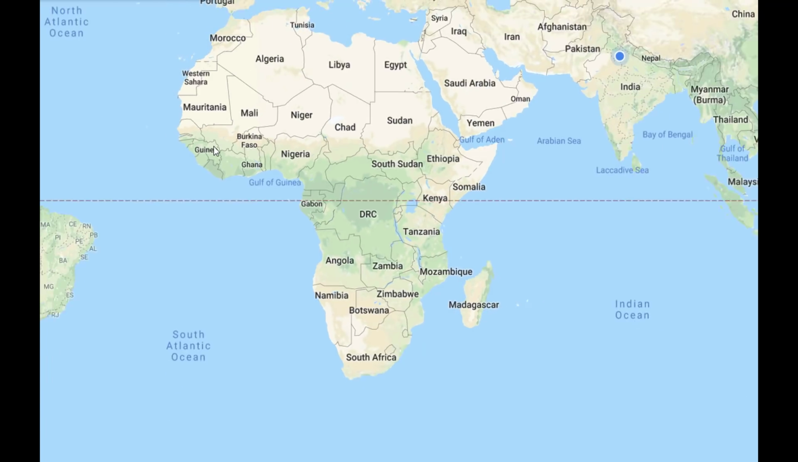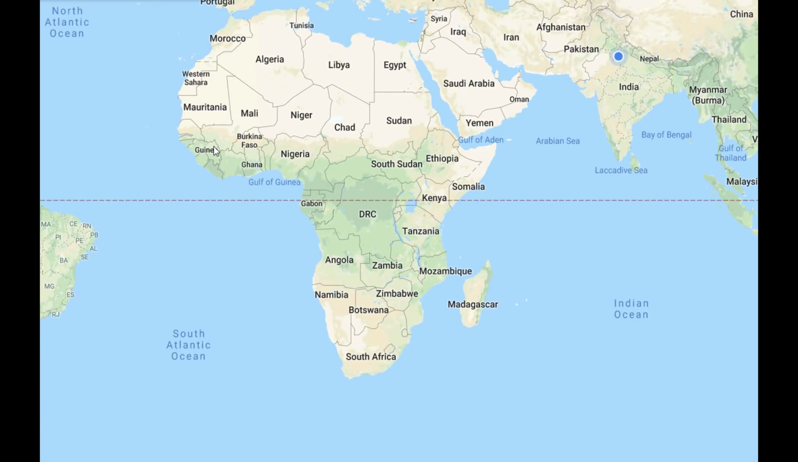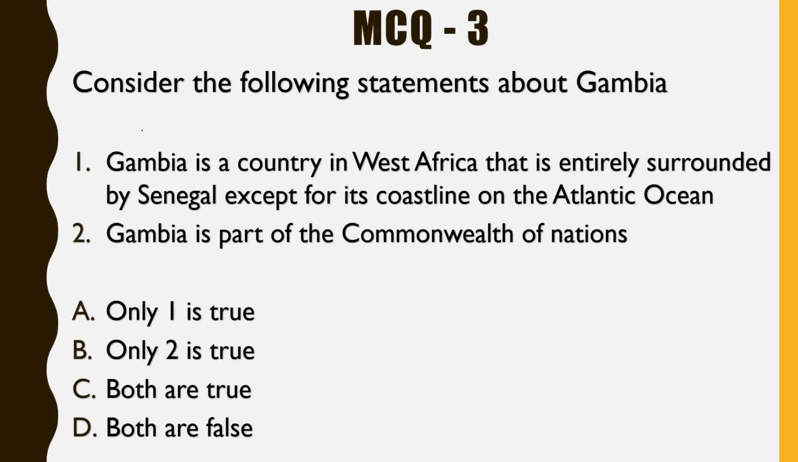Although, if you are asked which is the smallest country in Africa, we are not really talking about mainland here. If you are asked which is the smallest country in all of Africa, your answer will be Seychelles. Alright. So according to our research, the first statement is absolutely correct. Now, is the second statement correct?